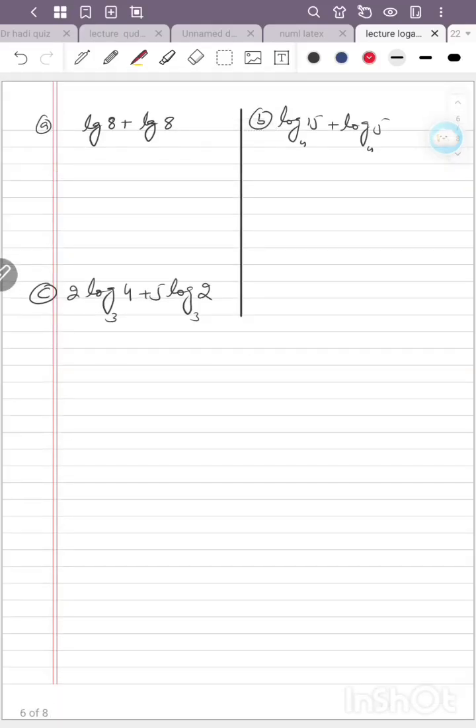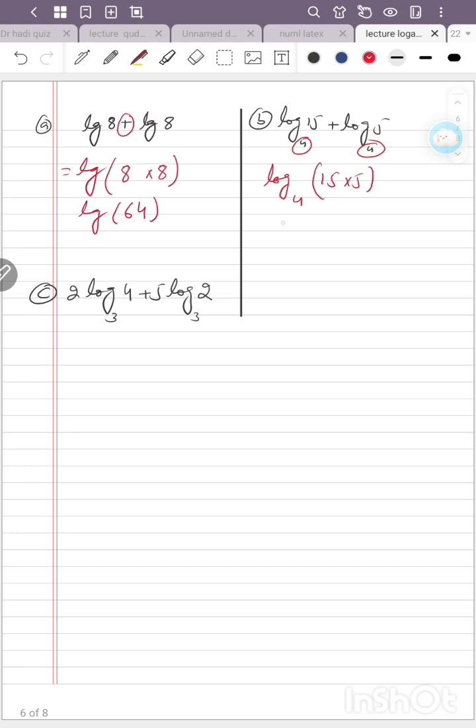We have a question: log of 8 plus log of 8. How do we solve this question? If these two are added, we can write them as a single log. This is positive, so the property says 8 multiplied by 8, which is 64, our answer. Next, again look that these two bases are the same. The property says that if they are added, they will be multiplied, so 15 multiplied by 5.